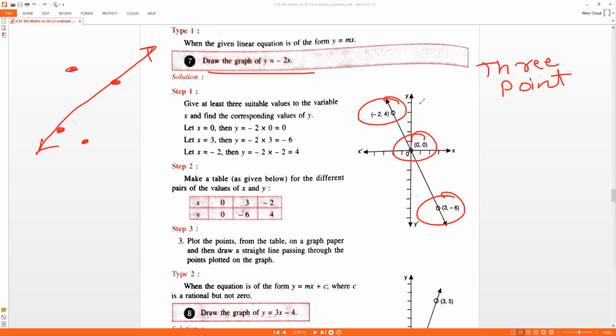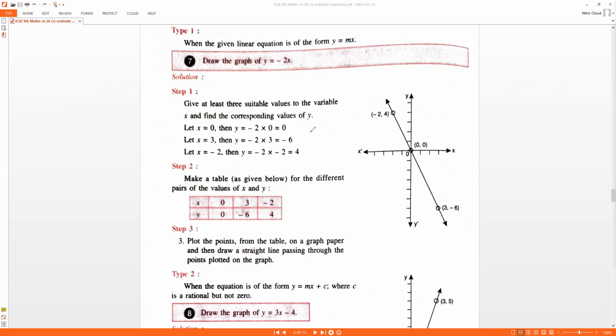But for the third point, you make sure that you are right. Whenever you plot the third point, if you get it on the same line, then your calculations are correct. That is why you have to plot 3 points. So how do you plot them? First of all, this is very simple.